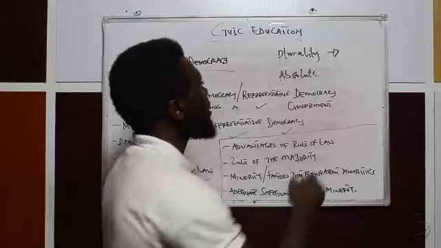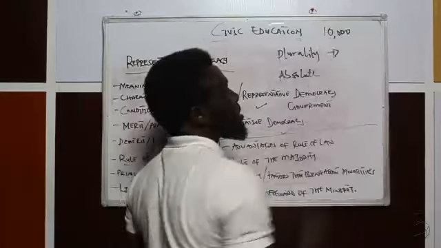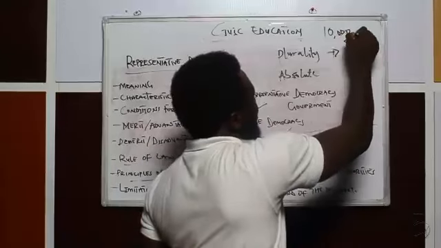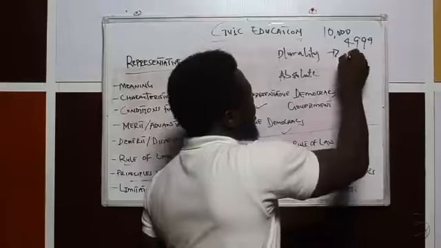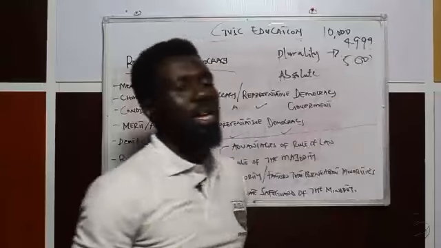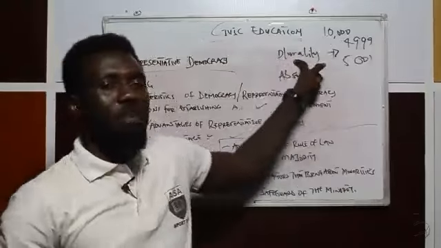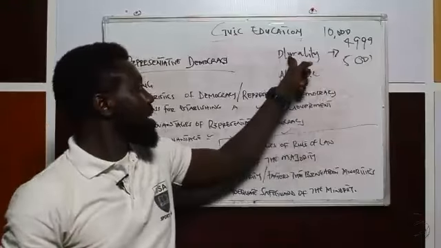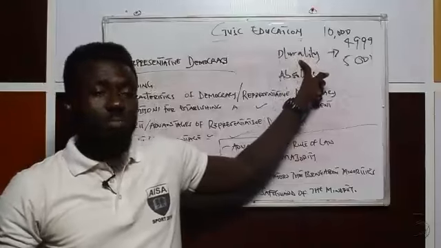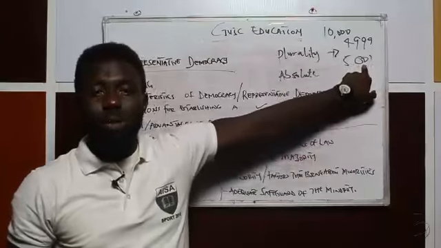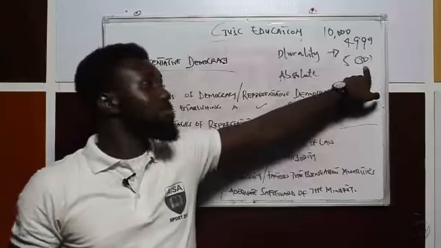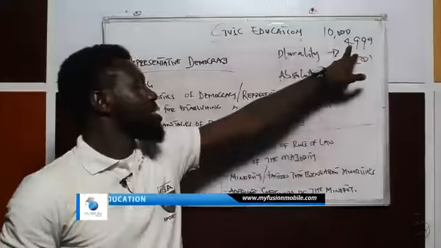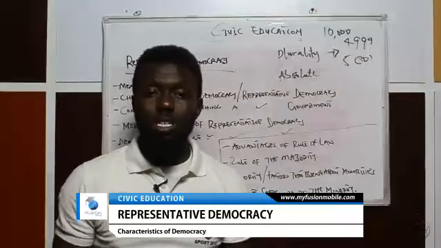Let's assume you have 10,000 registered voters. If one candidate has 4,999 and the other candidate has 5,001, then in this plurality majority, the simple plurality, this one emerges as the winner because he has more votes than the other, forgetting the fact that he has only 2 votes more. The fact that he has more votes means he emerges as the winner.